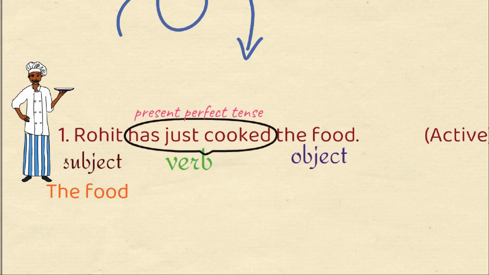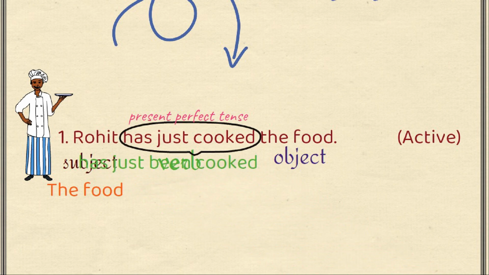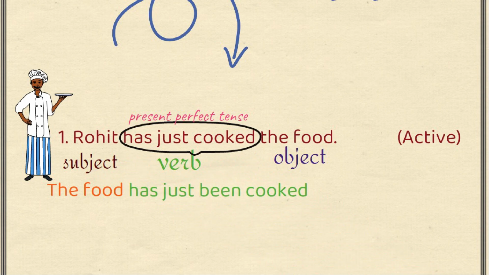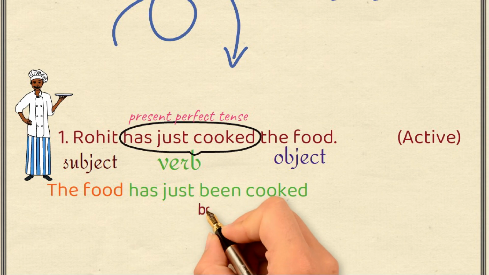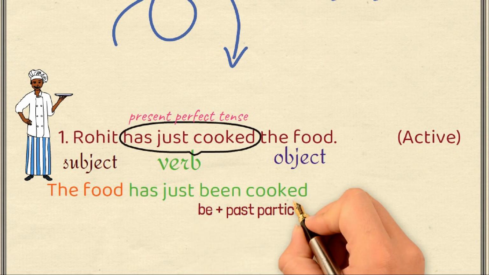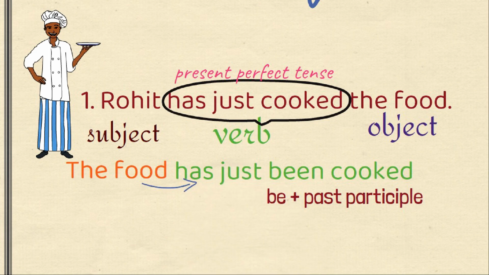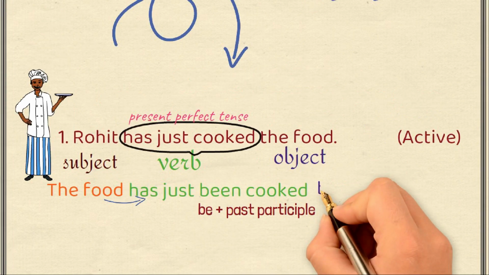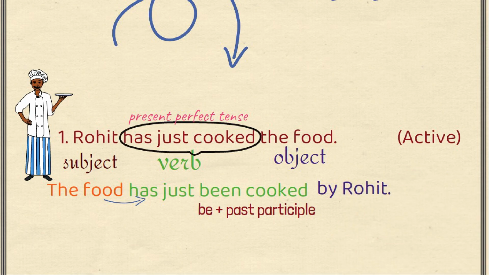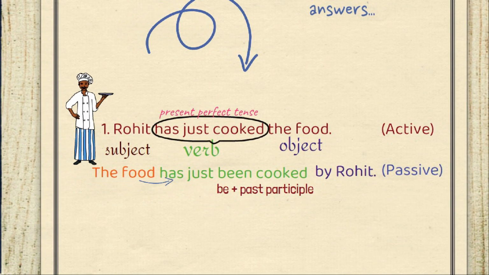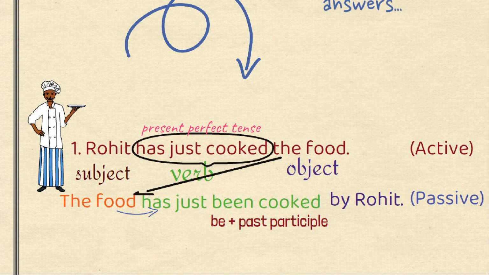Remember the verb to be plus the past participle of the main verb. This is the verb form of the passive voice. So we will change it this way. And the food is here the subject. And the verb should be in accordance with the subject and tense. So it will be the food has just been cooked by Rohit. As we have taken up the subject of the active voice as the object of the passive voice, and that will take the preposition by before it.